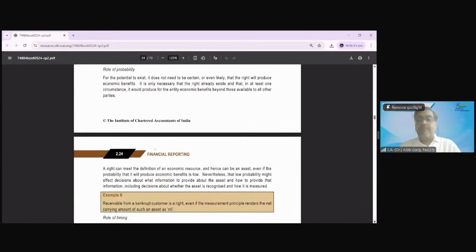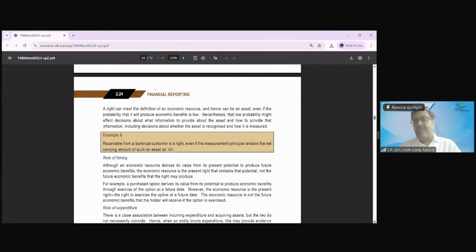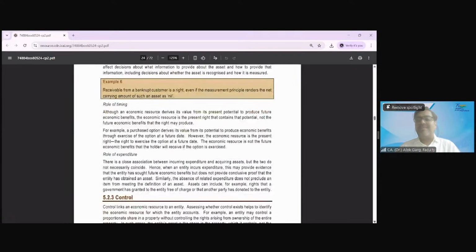For example, by leasing a building, it gives you the rental income. By using the building, either you are running your business, you are producing goods, or you are conducting classes, so you are earning. So these kinds of benefits are there. So it can produce economic benefits. So these things are given.